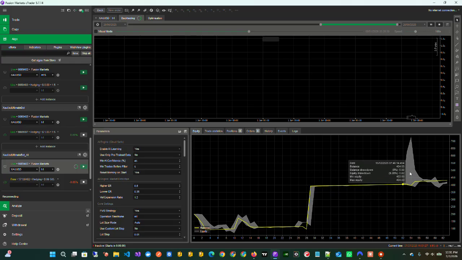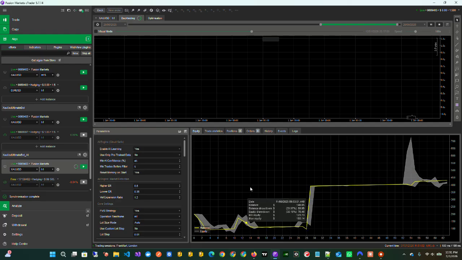Okay, so this one broke even. It didn't take profits. This particular strategy didn't trail. It's the one that doesn't trail. So it did not take profit. It broke even. Let's continue to watch it and see how it goes.